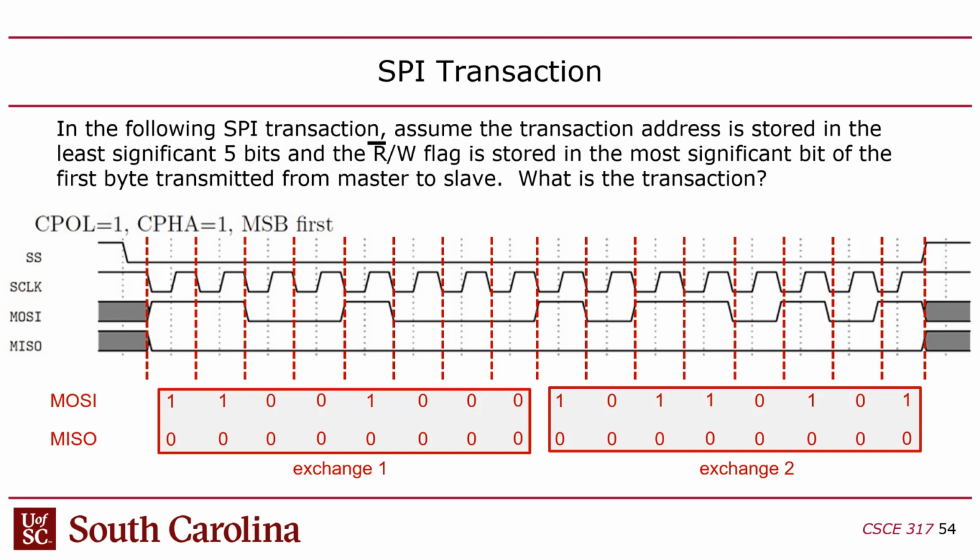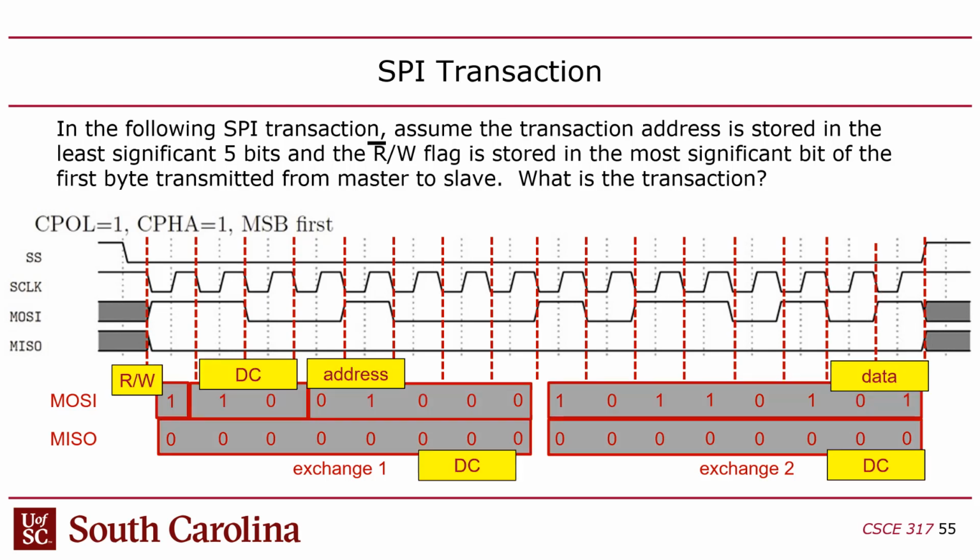I think I have that marked here. Yeah, there we go. So that's a 1. There's the read-write flag. Then the address is in the lower 5 bits, which is just 8. I'm just sending address 8. Now notice there's 2 bits between the flag and the address that are just don't cares. And then likewise, all the MISO bits coming back during that first exchange are also don't cares.